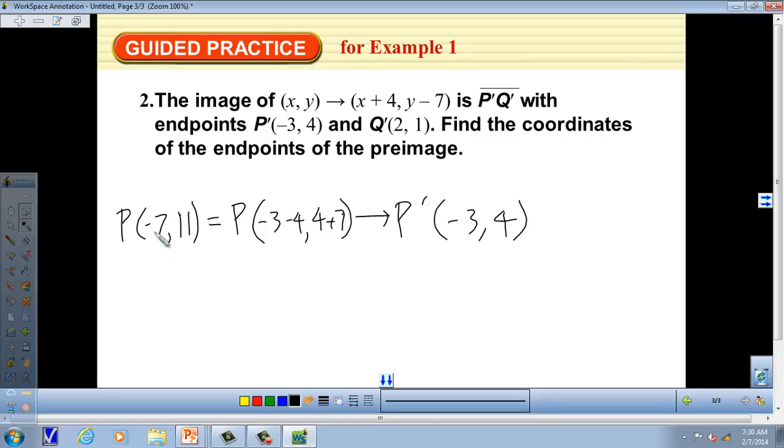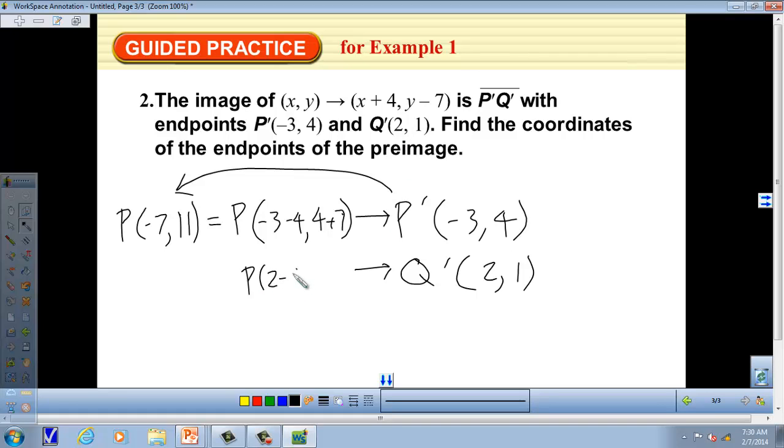So if we look again, if I add 4 to negative 7, I get negative 3. If I subtract 7 from 11, I get 4. Okay? So I'm going backwards here to get it. And we'll do the same thing with Q prime. We have 2, 1. So in order to get Q, I'm going to have to do the opposite. So it would be 2 minus 4 and 1 plus 7. So if we do that, Q is now negative 2 and 8.